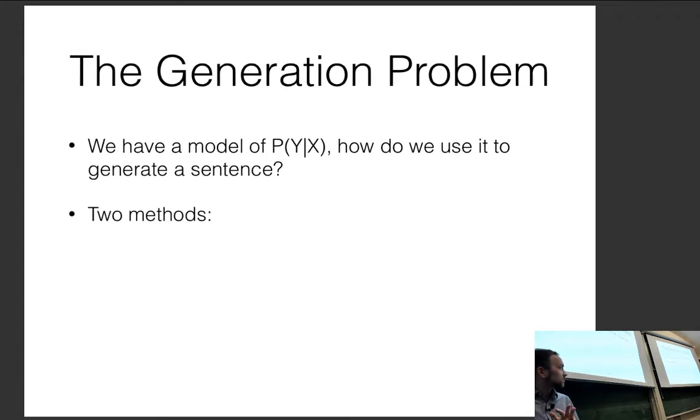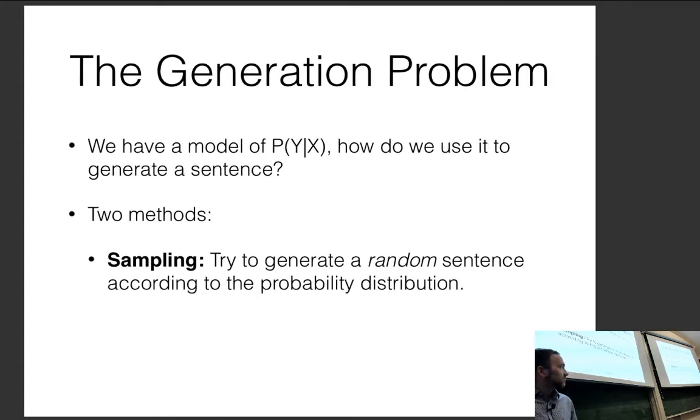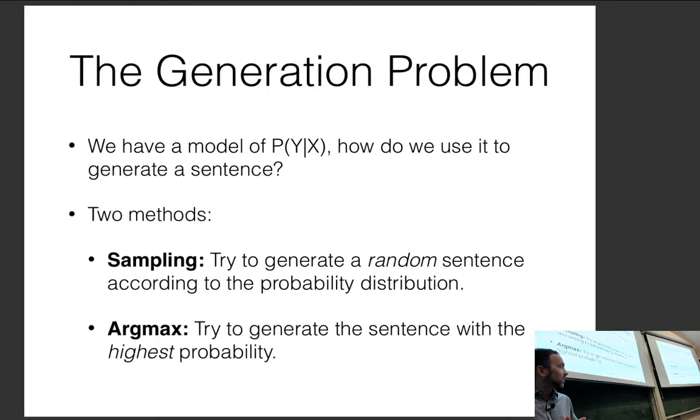So there are two methods. One method is sampling, where you try to generate a random sentence according to the probability distribution. Another is argmax, where you try to generate the sentence with the highest probability. These two can be used for different things. Like one thing I mentioned in the reading is that you might want to use sampling when you actually want different or diverse responses. You might want to use argmax when you want to generate something like the best possible output that you could get for a certain input.